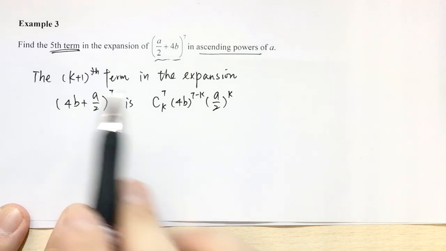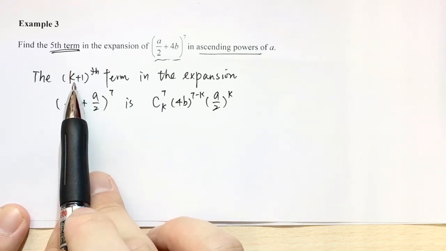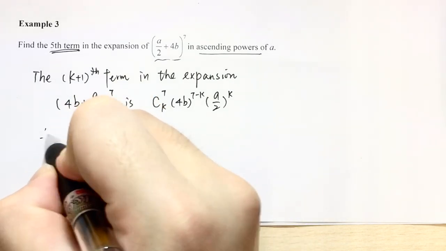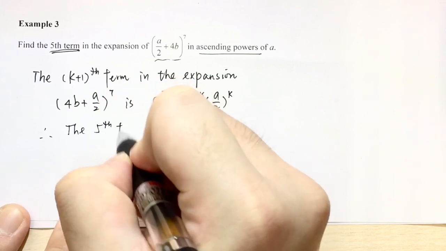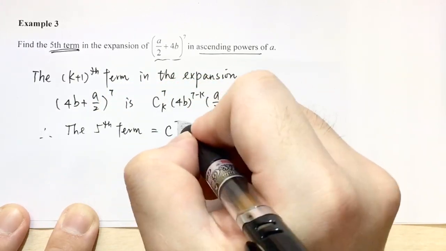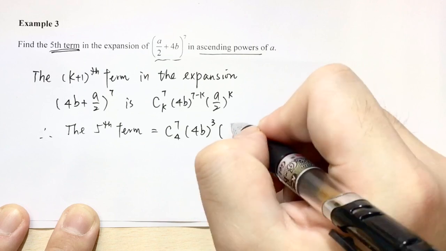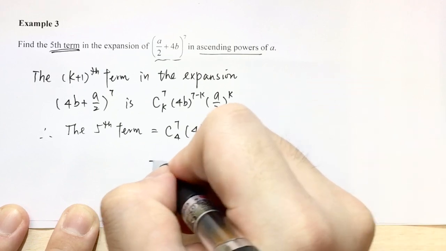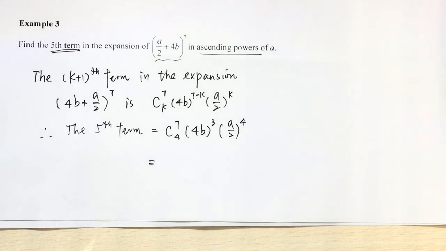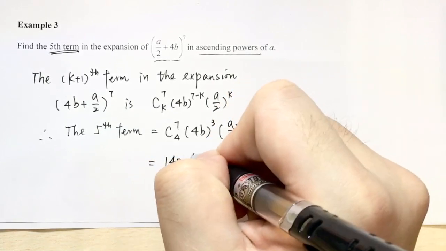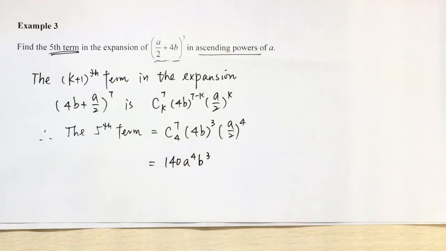Now the k plus 1th term is like this, and then when you are asked to find the 5th term, that means k is 4. K is 4, and so the 5th term is 7C4, 4b to the power of 7 minus 4, that's 3, and then a over 2 to the power of 4. And then you just need to find the value of 7C4 times 4 to the power of 3, and then divided by 2 to the power of 4, and it's 140. And then a to the power of 4 and b cubed.